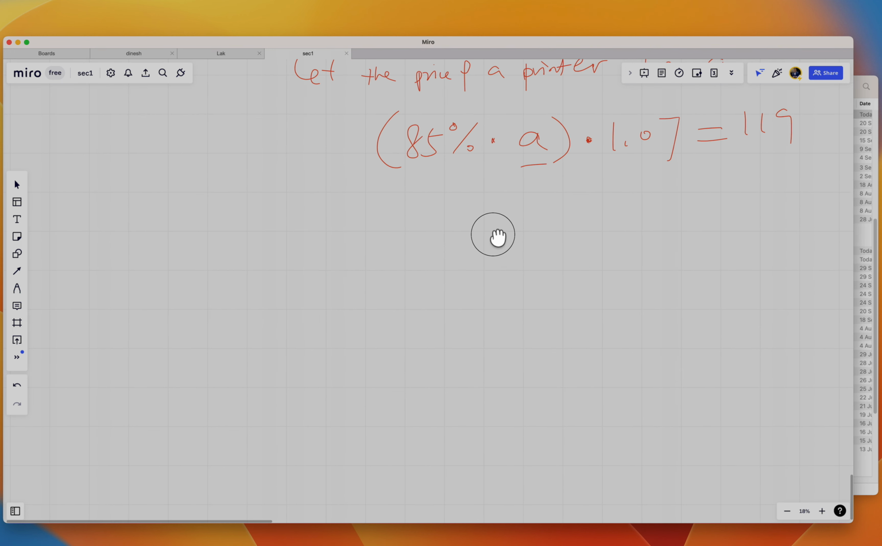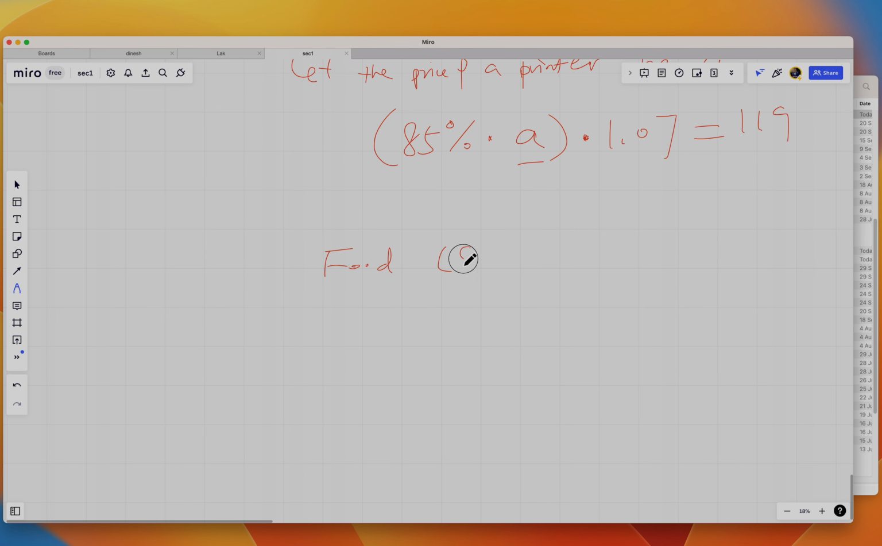What about if you go for food? They have the service charge of 10%, and they also have the GST of 7%. How do you do this question? The food is $100, right? For the service charge, you multiply by 1.1. For GST, you multiply by 1.07. For the printer just now, there is no service charge but there is a discount, that's why you get 85% of A. But there is a GST, so you multiply by 1.07. Then you end up with 119. Then you just figure out your A.